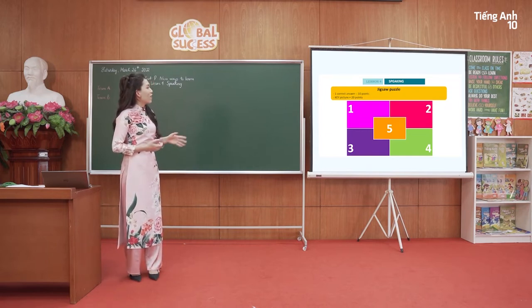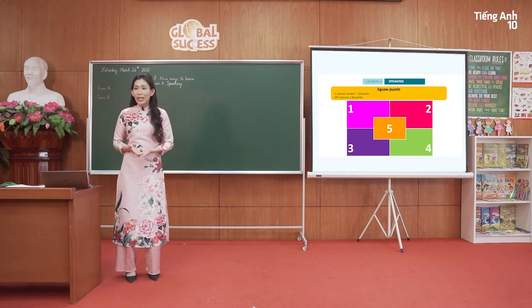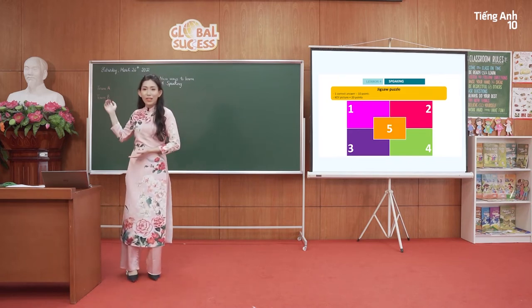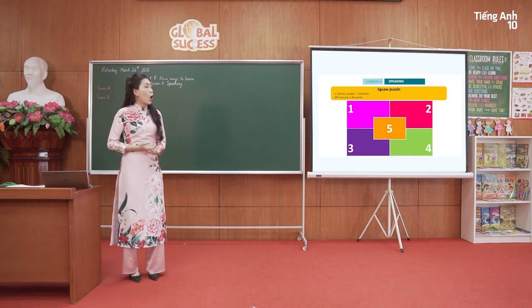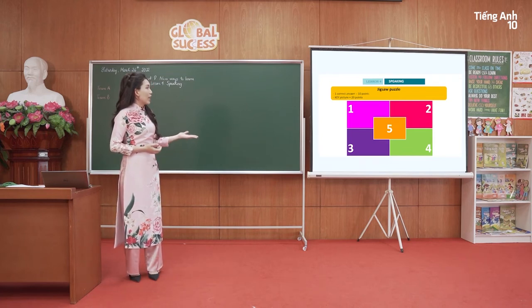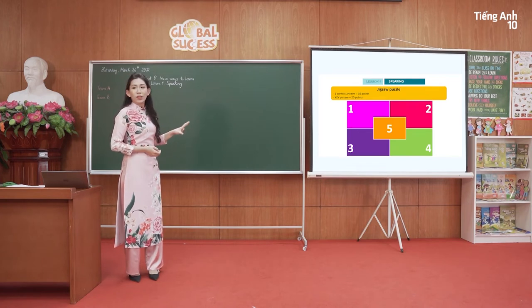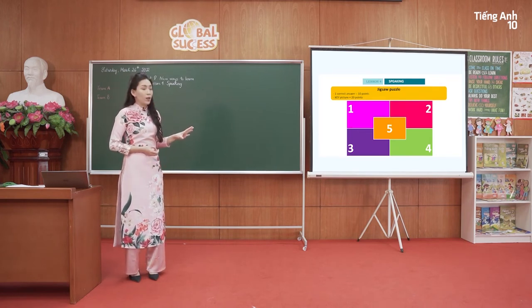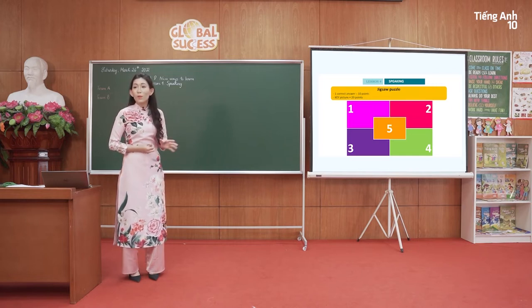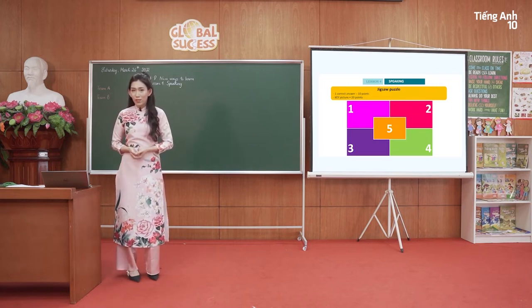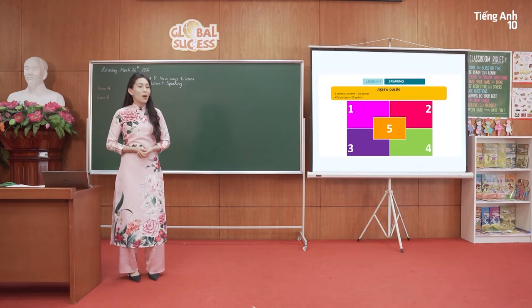So I have 5 pictures on the slide. I will divide you into 2 teams, Team A and Team B. You will take turns to open each puzzle and answer the question. For each correct answer, you will get 10 points. And for the key picture, you can answer it anytime in the game, okay? You will get 20 points if you get it correct. Are you clear? Okay, let's play it.